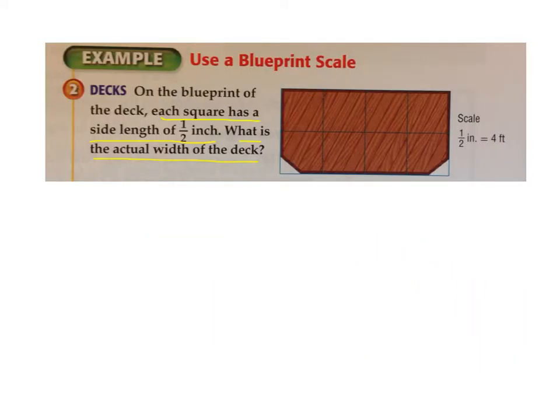So in this problem here, we're going to use a blueprint, and it says, on the blueprint of the deck, each square has a side length of 1/2 inch. So each of these squares has a length of 1/2 inch. What is the actual width of the deck? Now in order to solve this, we're going to need to use this scale right here. That's going to be important for us.